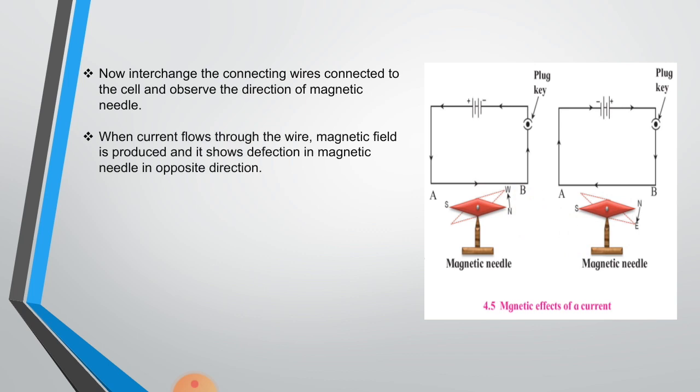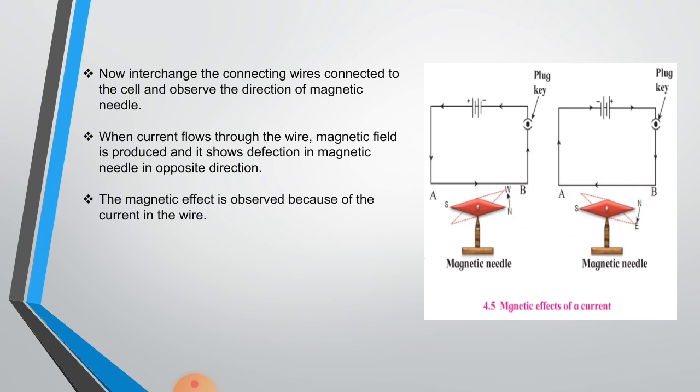When current flows through the wire, a magnetic field is produced, and it shows deflection in the magnetic needle in the opposite direction. Here you can see the direction is opposite. It moves towards the west side and here it moves towards the east side. Even the direction of current is also interchanged. It is directed toward point B, and here it is directed towards point A. Magnetic effect is observed because of the current in the wire.